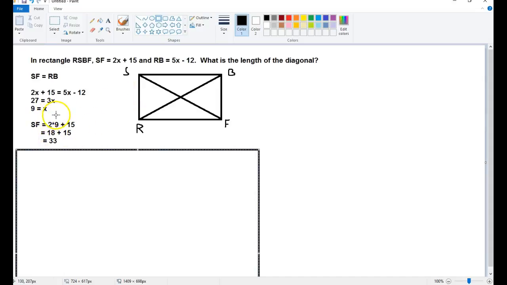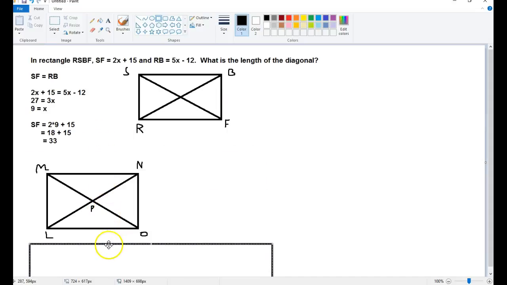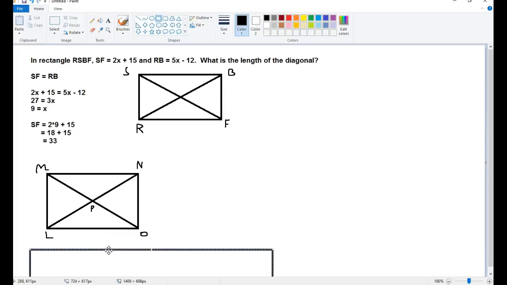So 2 times 9 plus 15. Remember, I'm just putting that 9 where that x is. 18 plus 15, and I get 33. So the length of both of these diagonals is going to be equal to 33. Now I'm going to have a question based on this rectangle here.